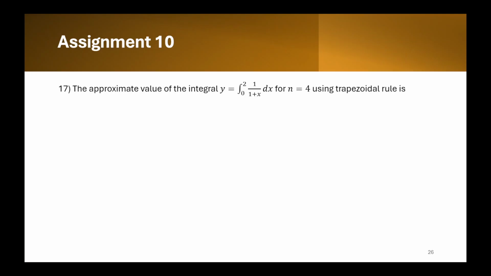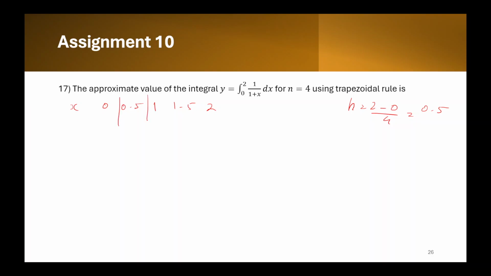The approximate value of the integral y equal to 0 to 2 of 1 by 1 plus x dx for n equal to 4 using the trapezoidal rule is... We are given the number of subintervals, and h is 2 minus 0 by 4, so 2 by 4 is 0.5. So x between 0 and 2: 0, 0.5, 1, 1.5, and 2. Number of intervals is 1, 2, 3, 4, and number of data points is 1, 2, 3, 4, 5.